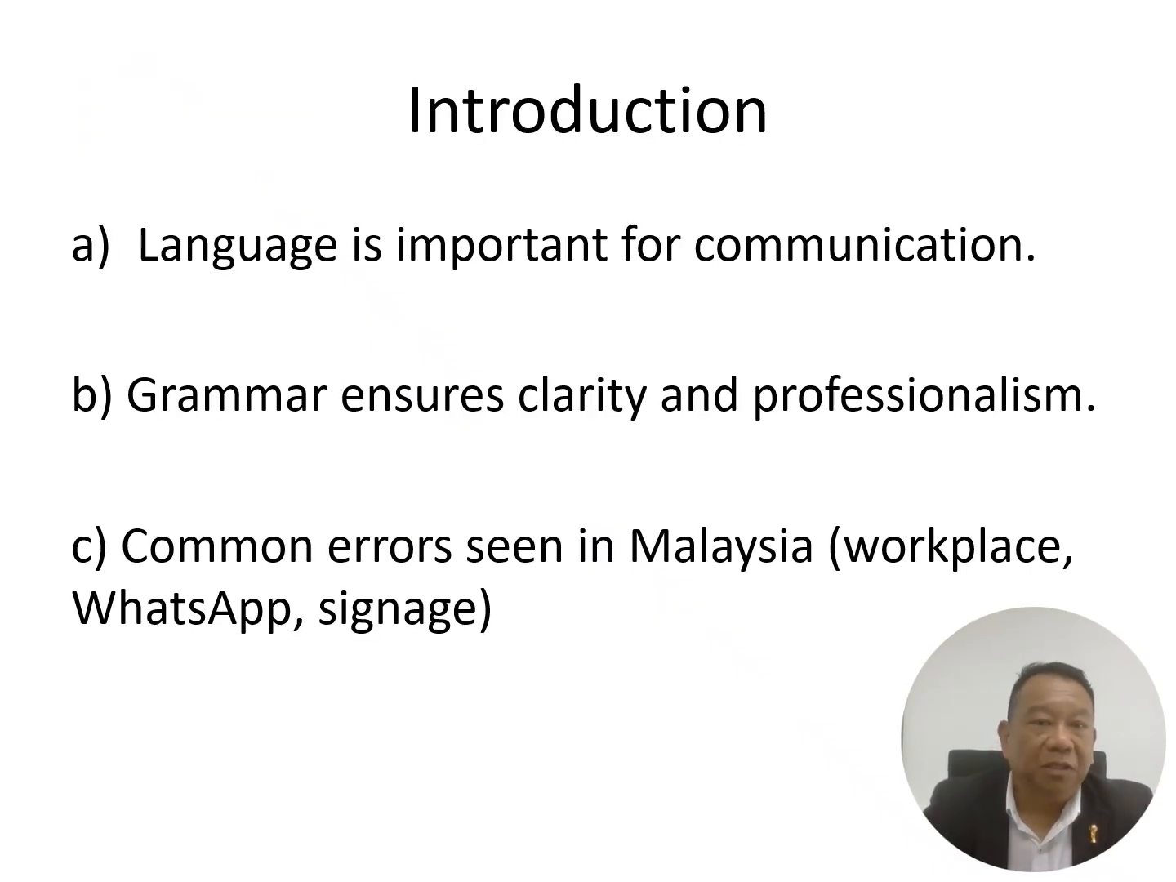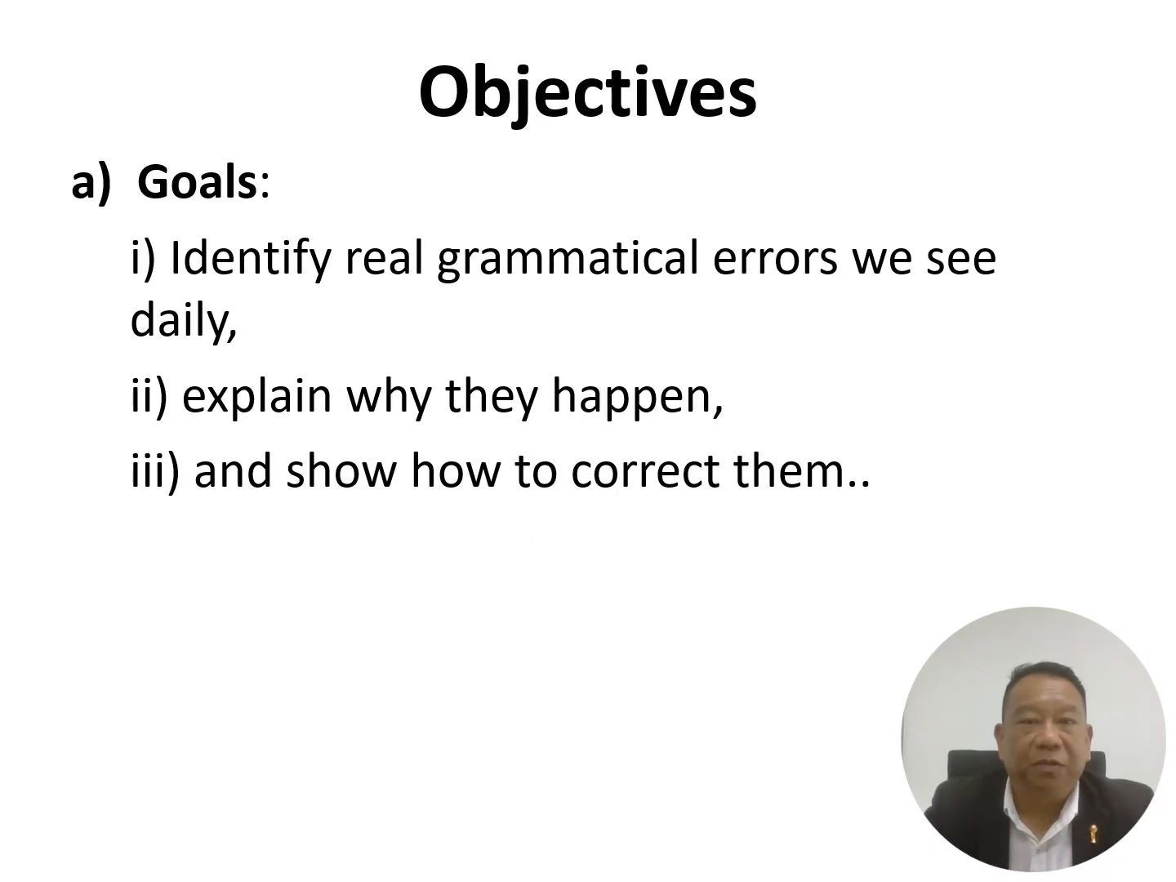Introduction. Language is very important for communication, and good grammar ensures clarity and professionalism. The common errors that we can see in Malaysia are in places such as the workplace, WhatsApp, and signage. The objectives of this presentation are, number one, to identify real grammatical errors we see daily; number two, to explain why they happen; number three, to show how to correct them.